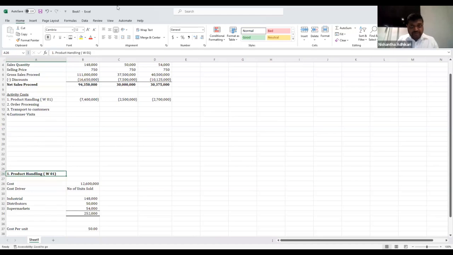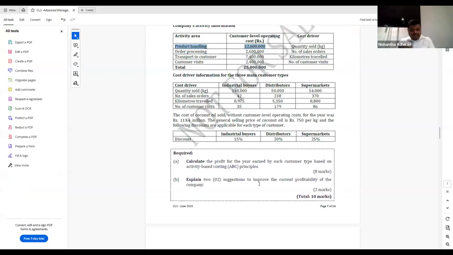Right, next one. Look at, explain two suggestions to improve the current profitability of the company. How to improve the profitability of the company? You have to tell, while looking at the given scenario, what you can do to increase the profitability. You have to see which section has the lower profitability and which section has the higher profitability.